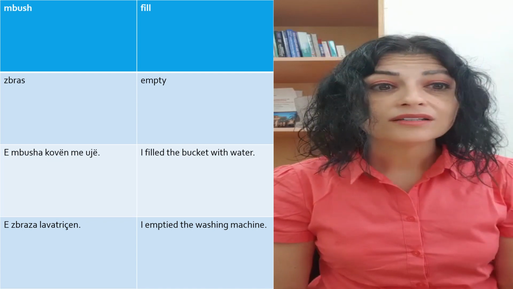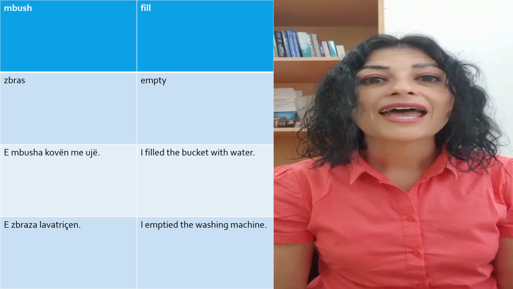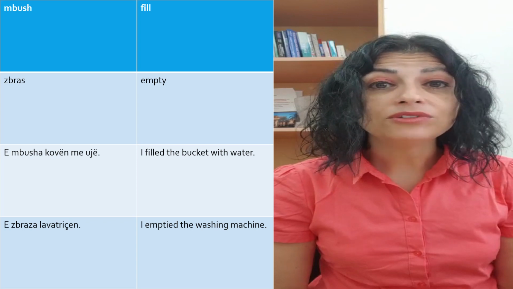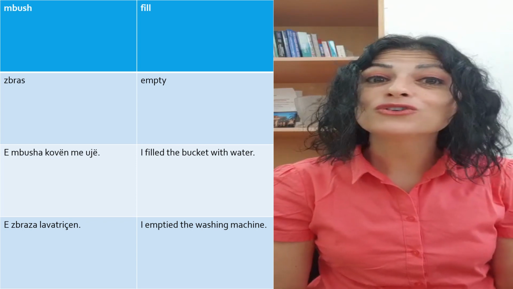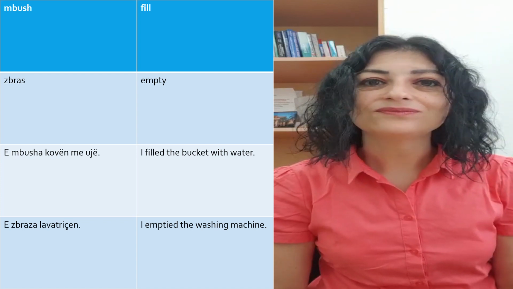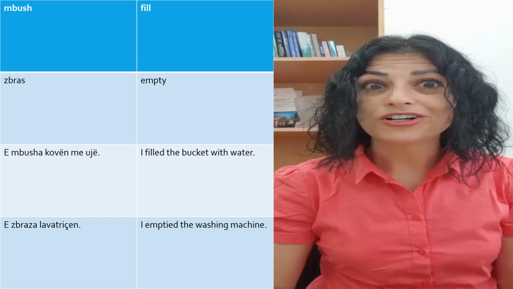And the opposite, e zbraza lavatricen. I emptied the washing machine. Now here we have also a new word, lavatricia, the washing machine. Let's go to learn two more verbs.